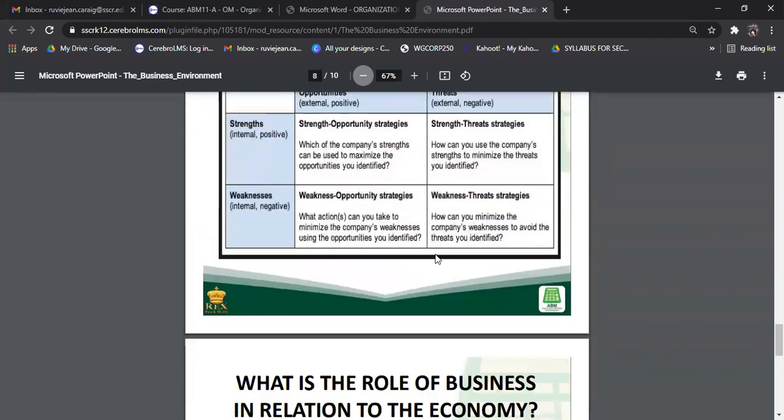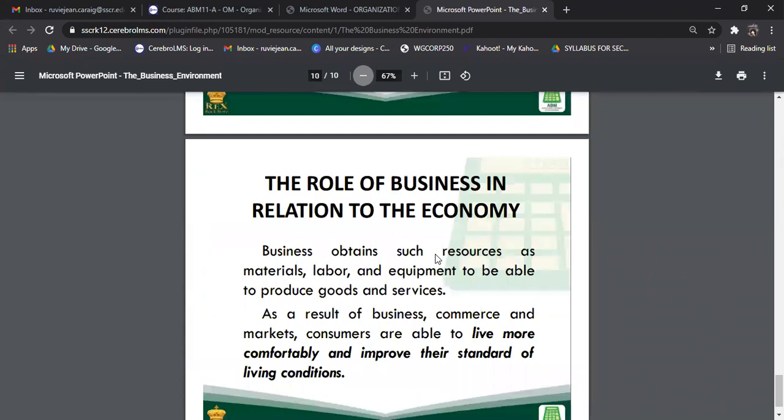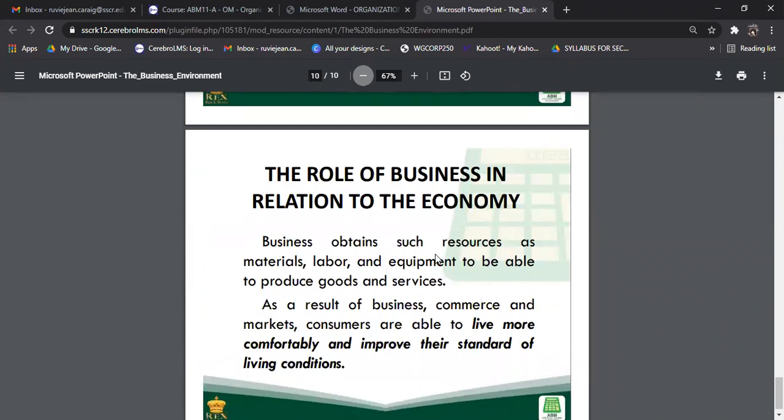SWOT analysis and the SWOT analysis matrix. And we were able to also discuss the role of business in our economy.